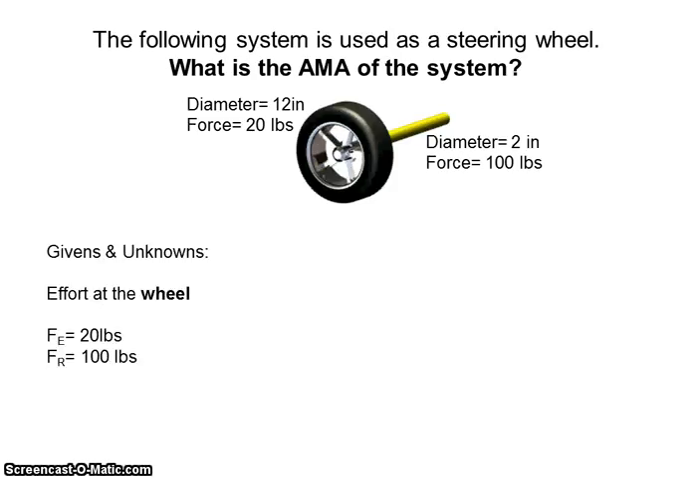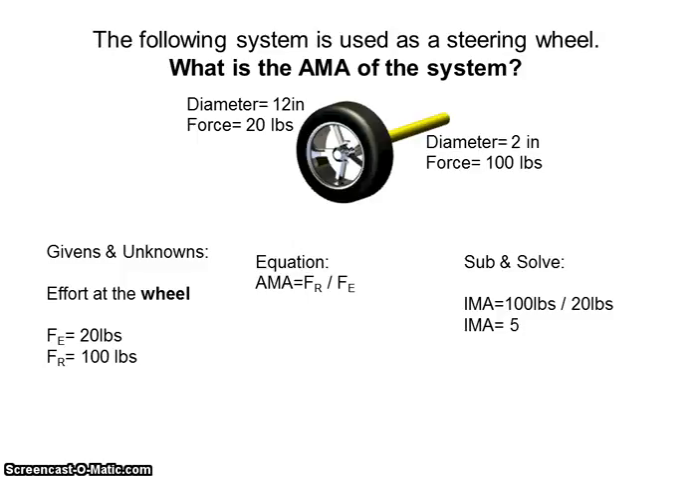Now what about our AMA? We have still the effort at the wheel, and our effort force is 20 pounds. Our resistance force is 100 pounds. Our equation is still force resistance over effort. So now we have 100 pounds over 20, and our AMA is going to come out to be 5.